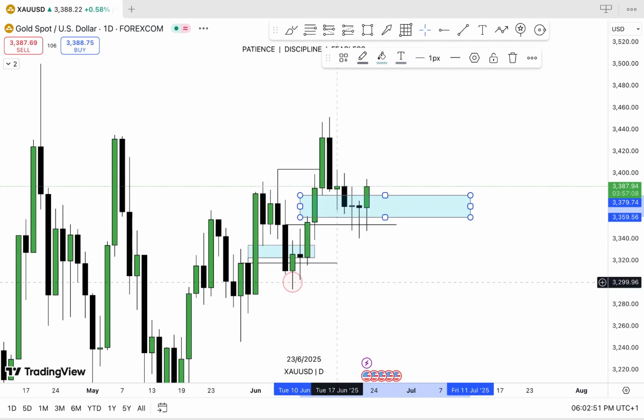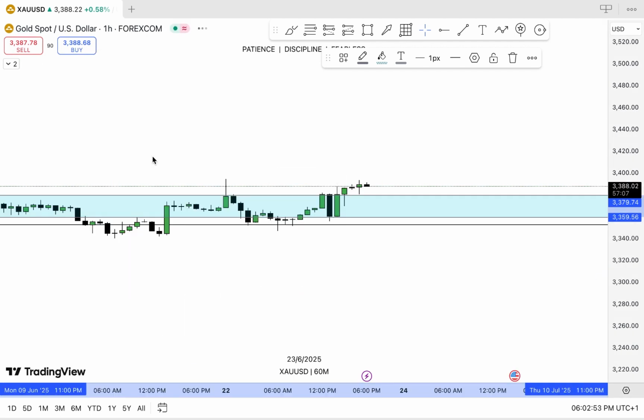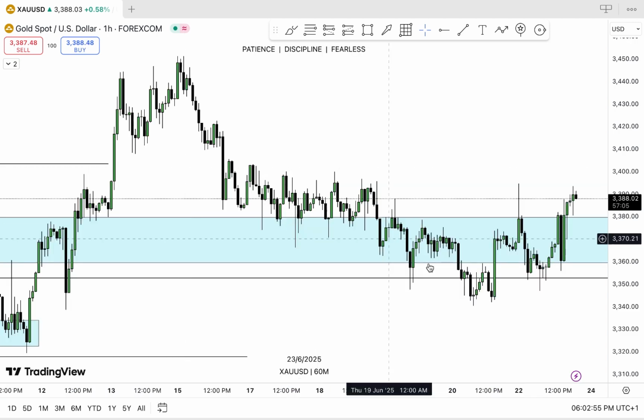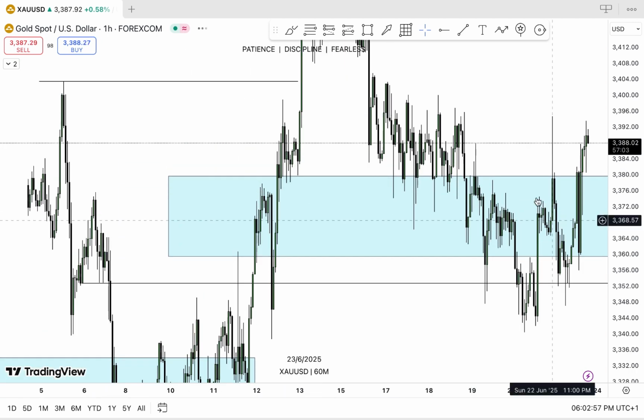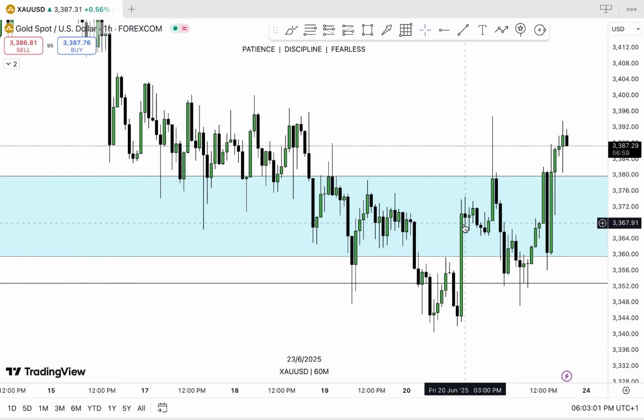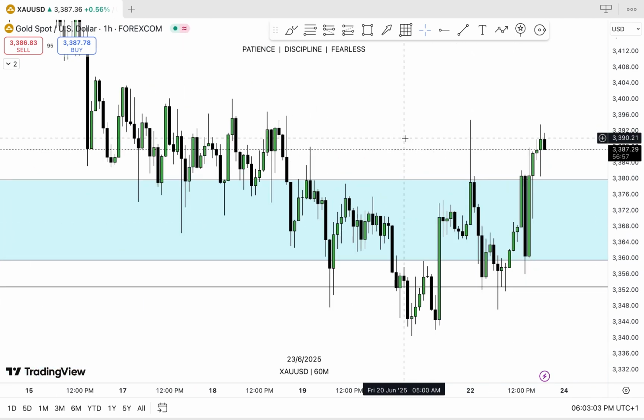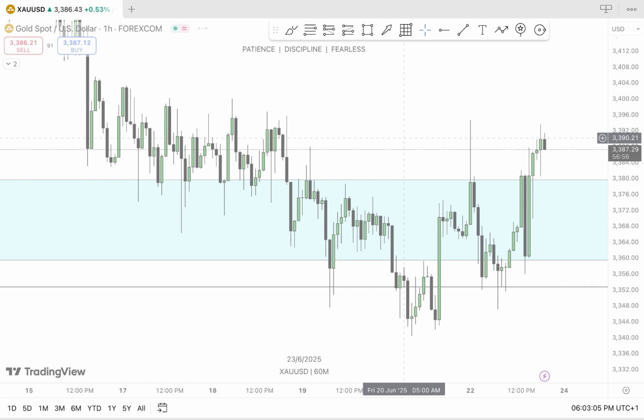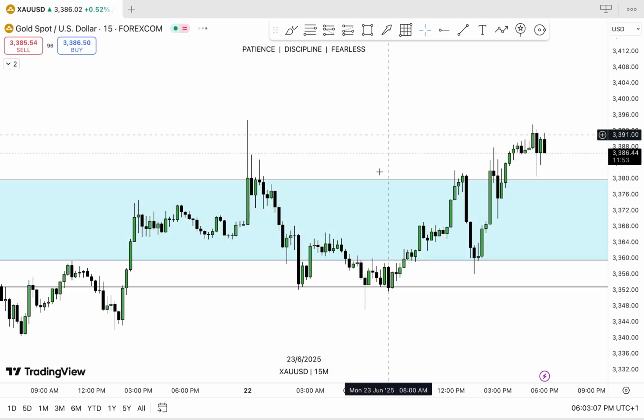So coming down to the hourly time frame, I saw this displacement right here on Friday, but the 15-minute time frame gave me a better view of the market, right?